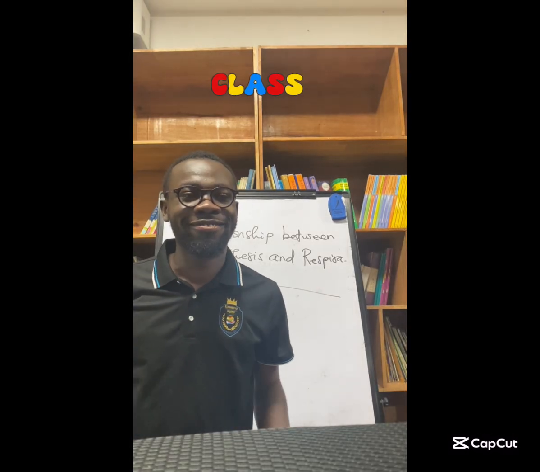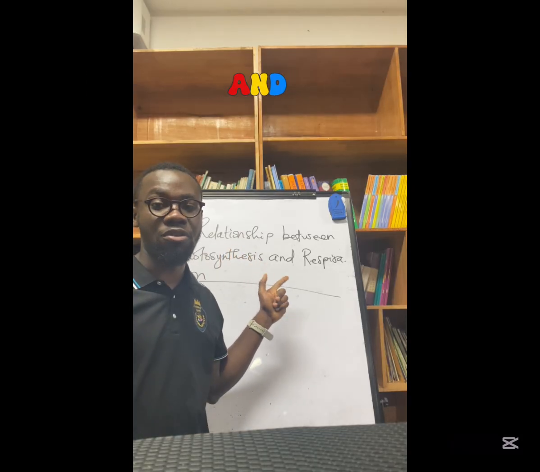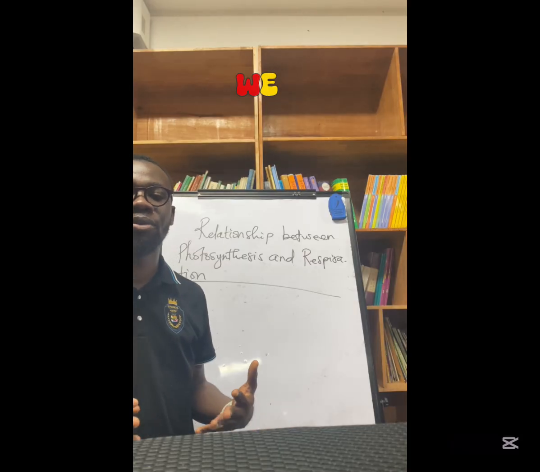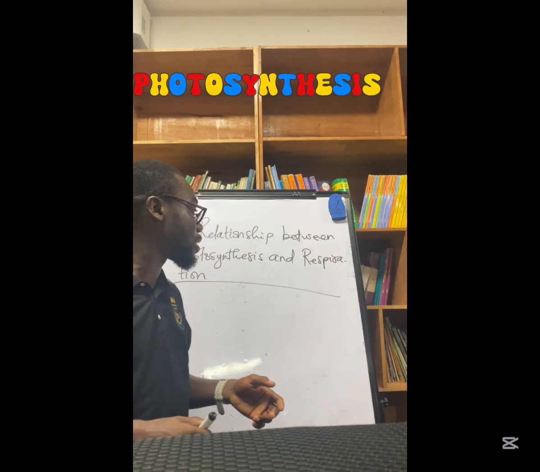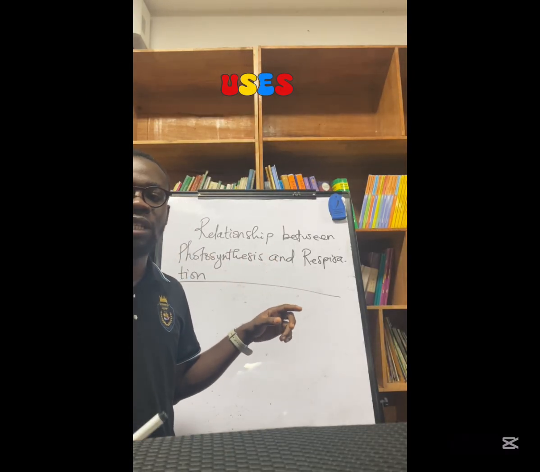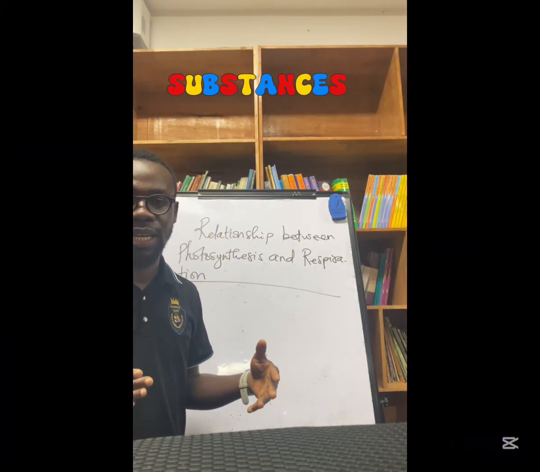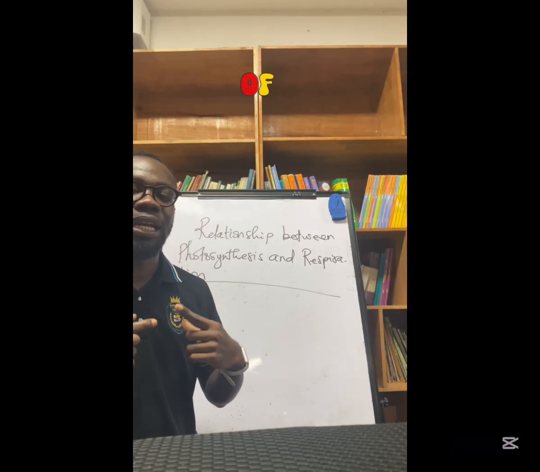Good day, class. Today we are looking at the relationship between photosynthesis and respiration. So first of all, we ask ourselves, what is photosynthesis? And then later we come back to ask ourselves what respiration is. Now we say photosynthesis is the process whereby photosynthetic plants use simple inorganic substances to produce complex organic substances. And then we know photo means light, therefore with the help of light.